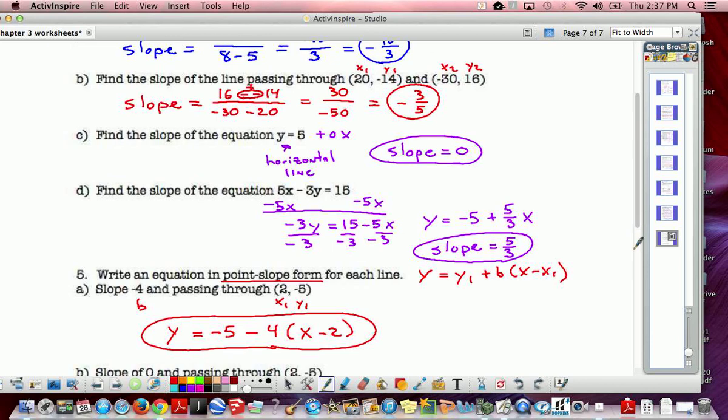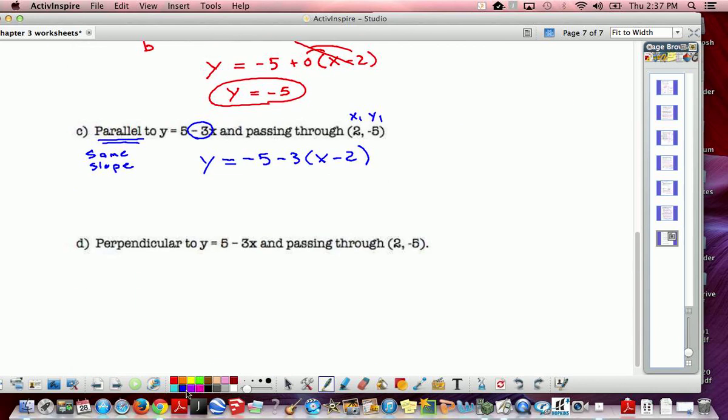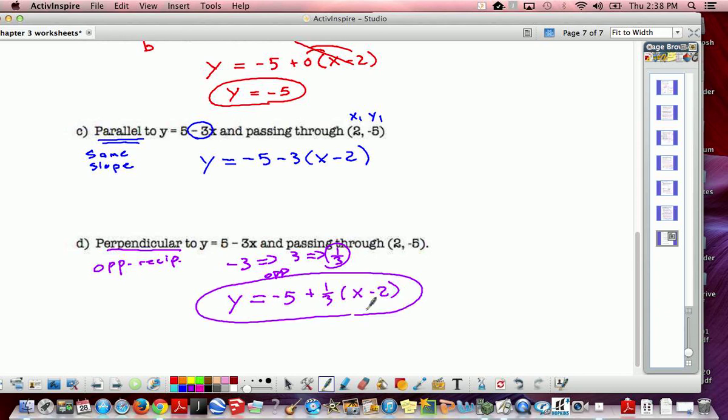The last one on this page is perpendicular. Perpendicular, again, know this, love this, make it your best friend. Opposite reciprocal. So my slope is normally negative 3, but if I take the opposite, I get 3. If I take the reciprocal, I'm flipping it and I get 1/3. So that's the slope that I want to use here. So y equals negative 5 plus 1/3 times x minus 2. And those are your answers for this side of the worksheet.